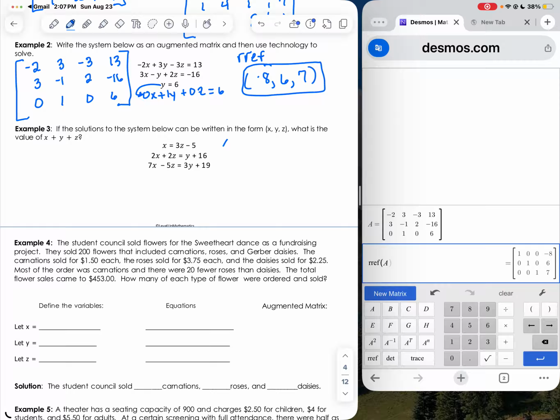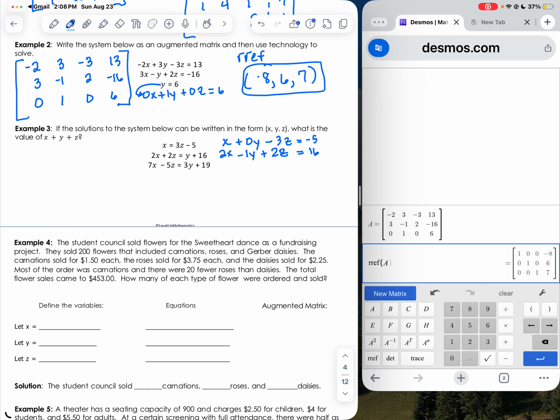So I'm going to rewrite this x, and I'm going to put a 0 for the y because we don't have a y, and then minus 3z. The reason I'm putting it as negative is because we had to move it to the left side. And then that is equal to -5. In my second row, I have 2x. I need to take this y and move it to the left side, so that would make it -1y plus 2z, and that is equal to 16.